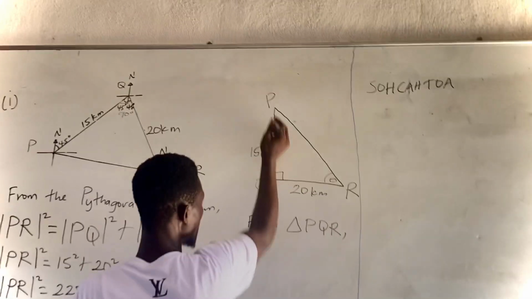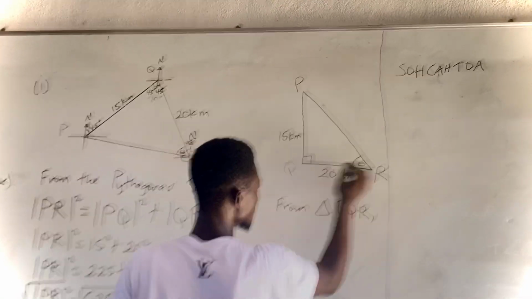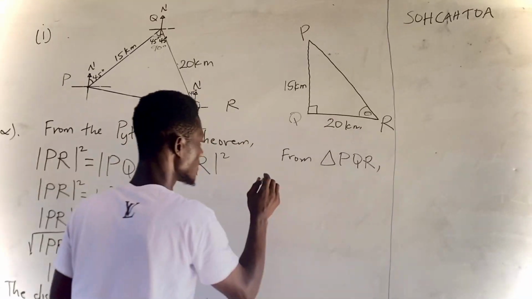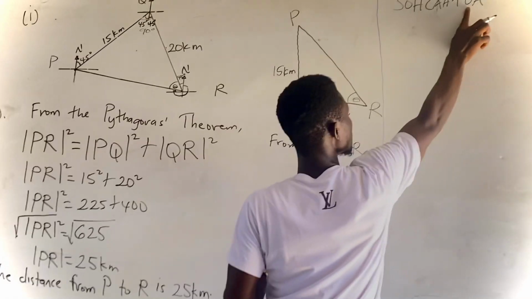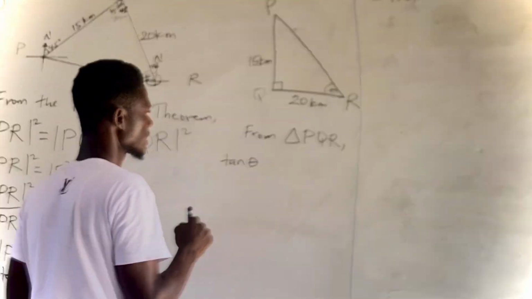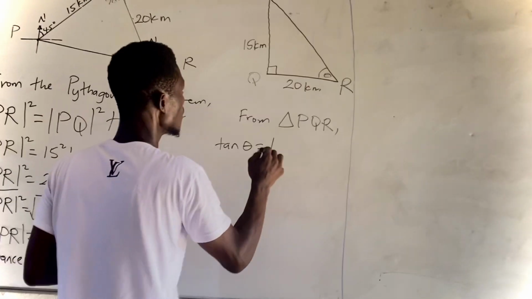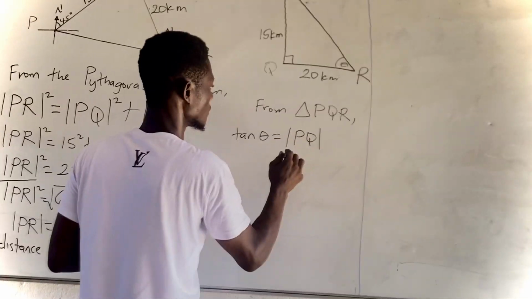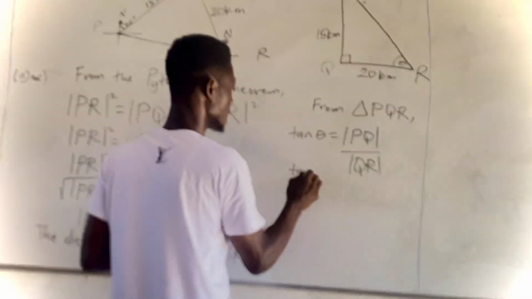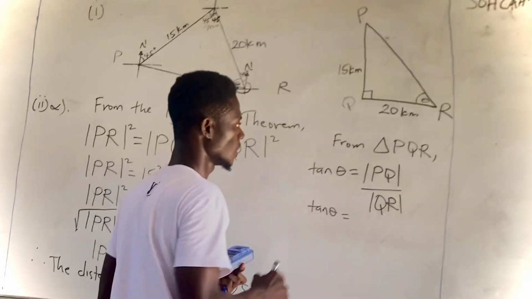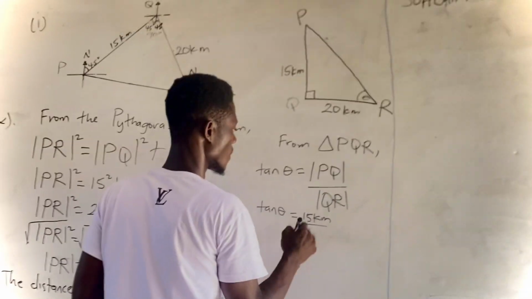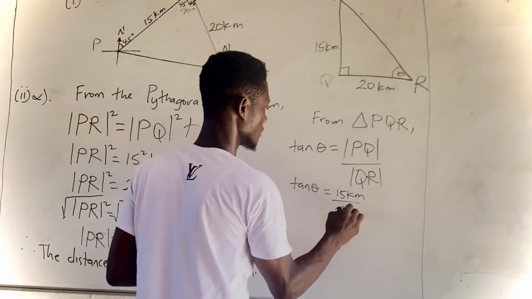The side that is opposite the acute angle is considered to be the opposite side, and the side that is adjacent to it is considered to be the adjacent side. So we get the side opposite and the side adjacent. That means we have to use tan, opposite and adjacent. So we say tan of the angle, the angle being theta, is equal to the side that is opposite theta, which is the length PQ, all over the side adjacent, which is the length QR. So tan theta is equal to PQ, which is 15 kilometers, over QR, which is 20 kilometers.